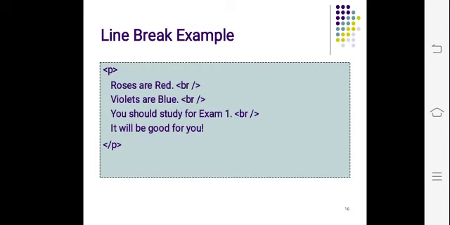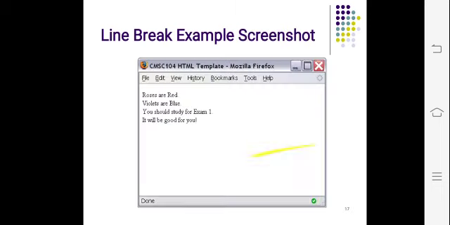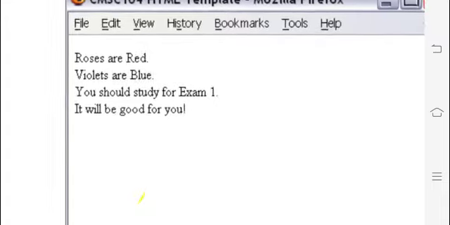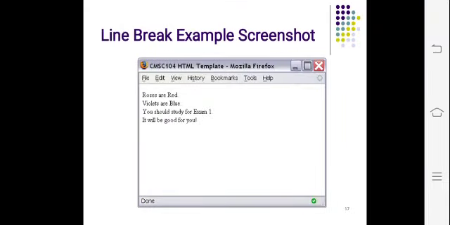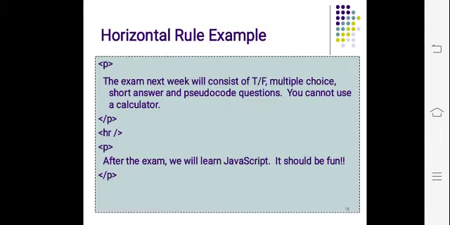Line break example: the br tag helps us to split a line into multiple lines. So, roses are red, violets are blue, like that. I typed some information here, which displays the same as here. Each and every br tag splits into multiple lines. Every br tag is equivalent to the enter key on a normal keyboard.